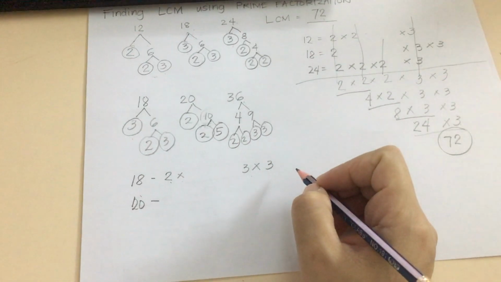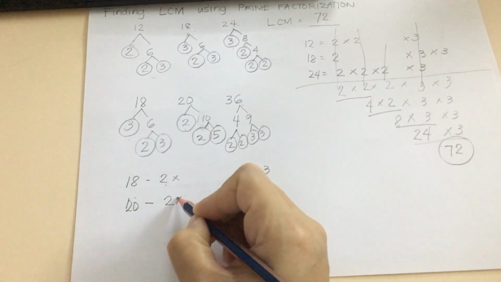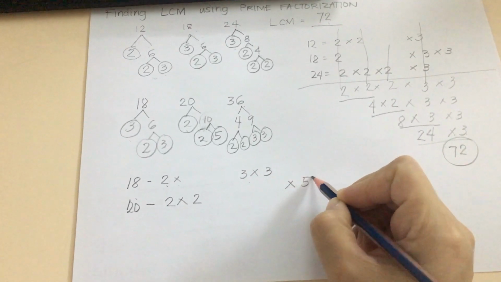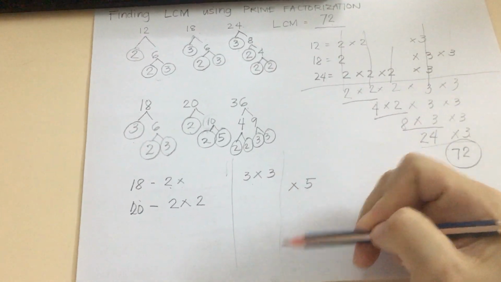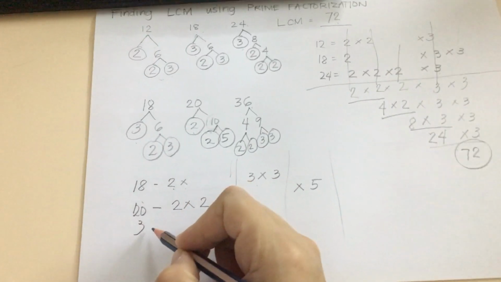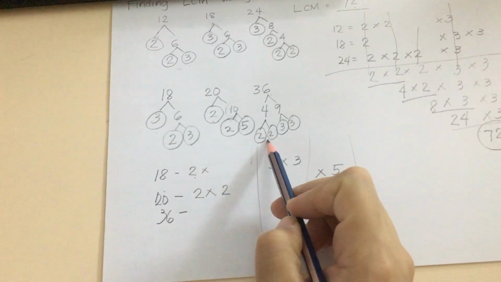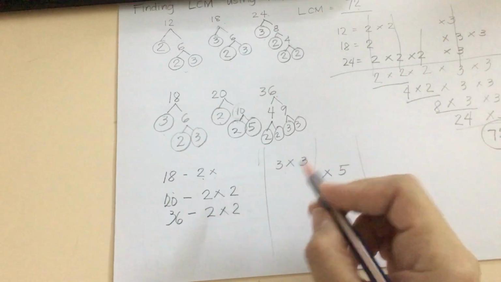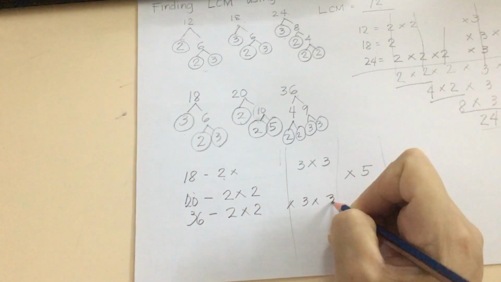Now let's move on to 20. 20 is 2 times 2 times 5. So we write here 2 times 2, and then we write here the 5, because this is the group of the 2s, then the group of the 3s, and then the group of the 5s. Then let's move on to 36. Let's start with the 2s: 2 times 2, and then you have here your 3 times 3.